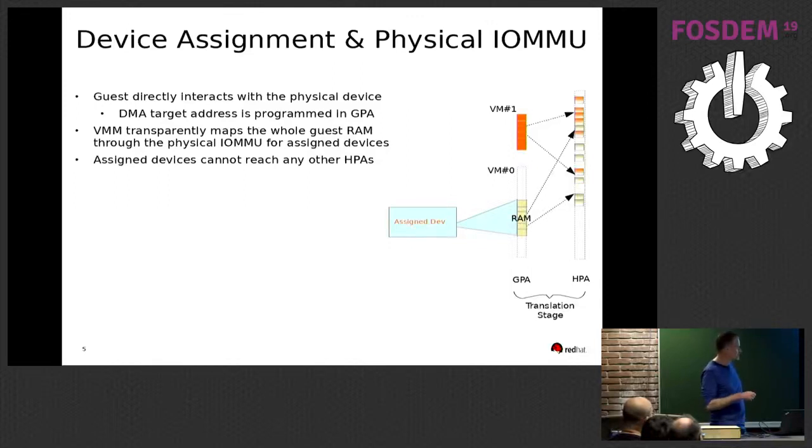Typically, we do not want it to reach host physical addresses used by the host system itself, and we don't want it to reach host physical addresses that back part of another VM. So this assignment process brings isolation, DMA isolation.